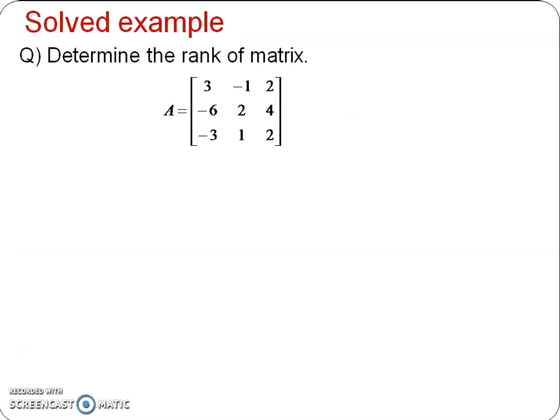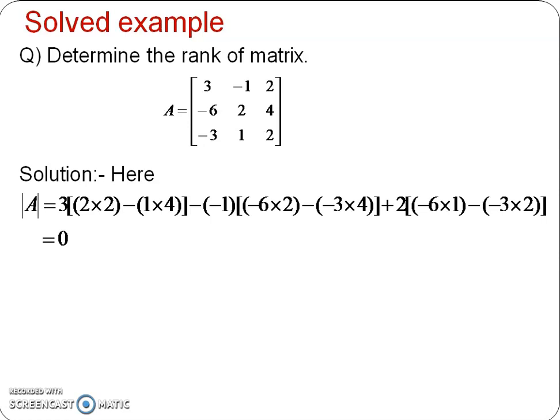Next, we will find the rank for this given matrix. Matrix A is a 3 cross 3 matrix. So first we will check the determinant for this matrix. It is better to check the determinant. If the determinant is equal to 0, then rank is less than n. And if the determinant is not equal to 0, then rank is equal to the order of the matrix. So we'll check the determinant first. Here the determinant of the matrix is equal to 0. So definitely the rank of the matrix is less than 3.